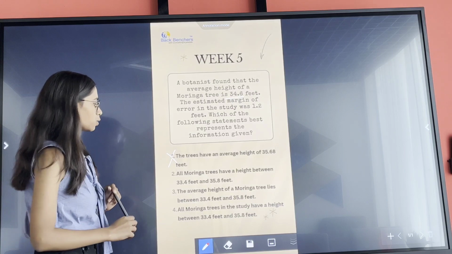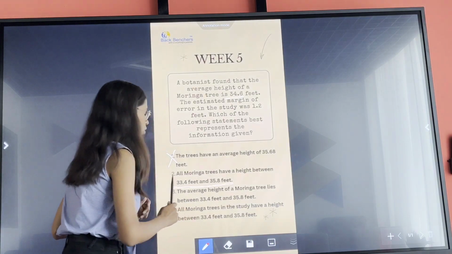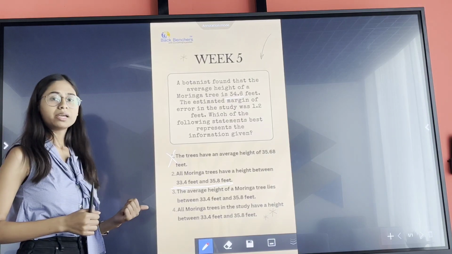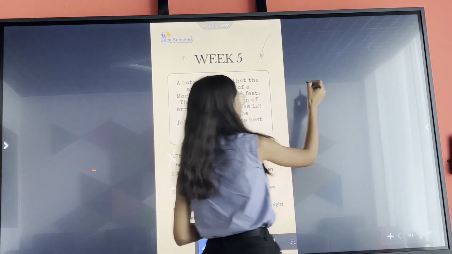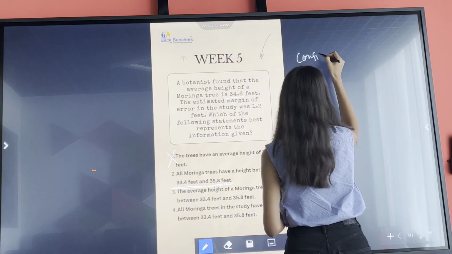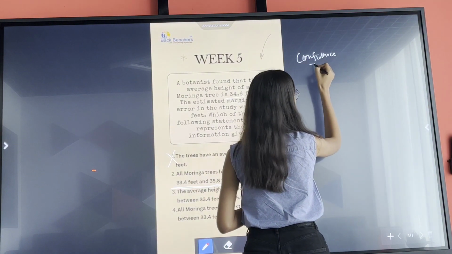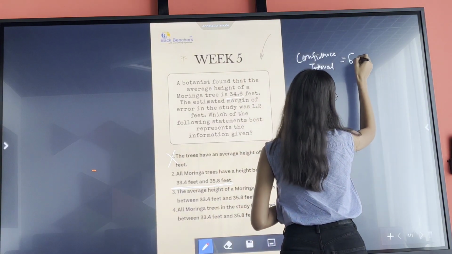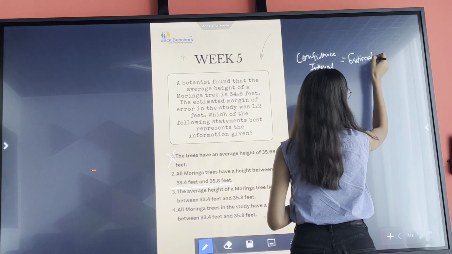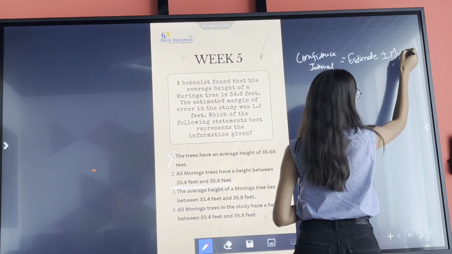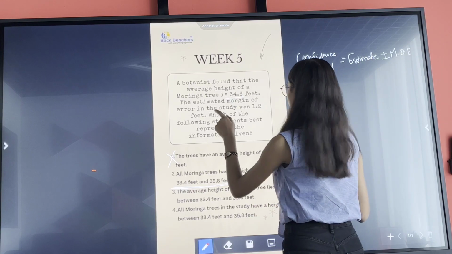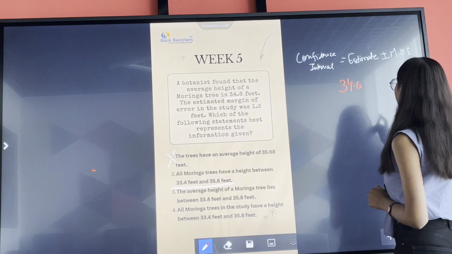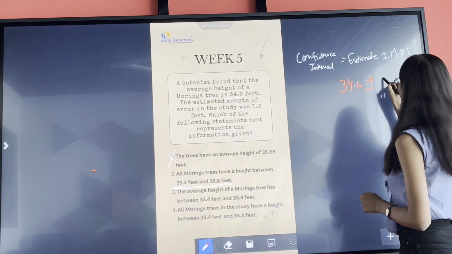Now, the rest of the options are saying in which range or in which interval my height is lying. So for this, I need to find my confidence interval. So let's find the confidence interval. So confidence interval is estimate plus minus margin of error. So in the question, my estimate is 34.6, and my margin of error is 1.2.